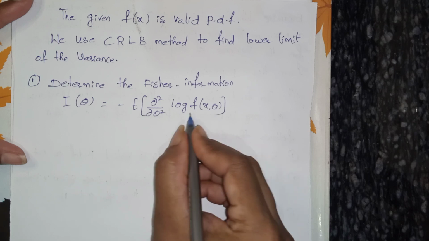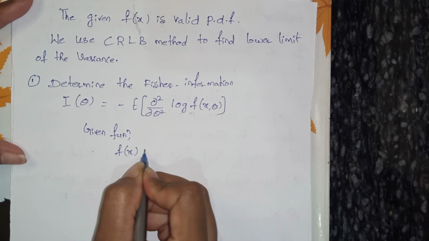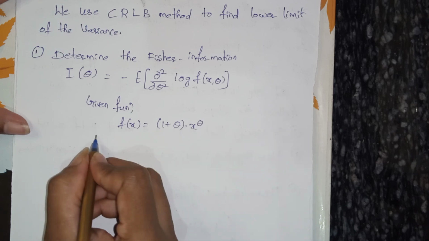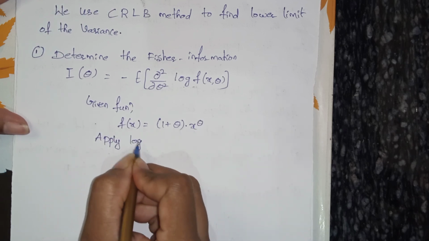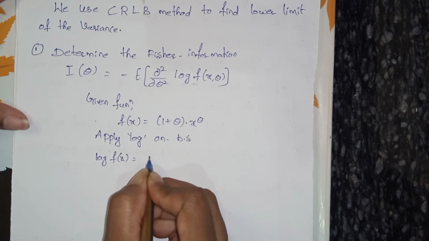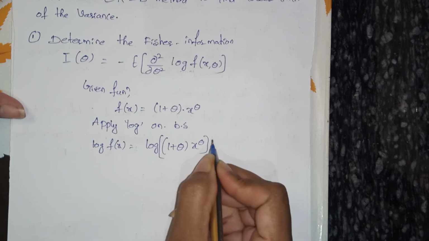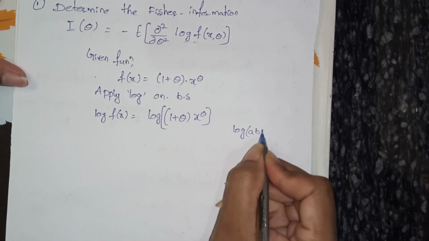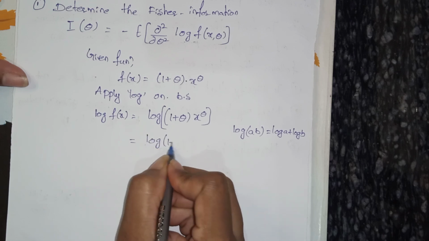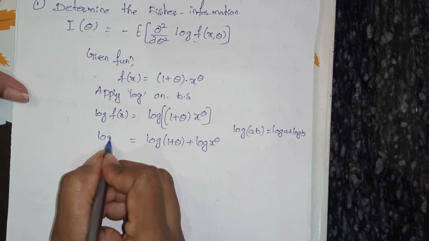So now first we are going to apply log. The given function is f of x equals 1 plus theta into x to the power of theta. Now apply log on both sides. So log f of x equals log of 1 plus theta into x to the power of theta. It is in the form of log ab, that means log a plus log b. So that equals log of 1 plus theta plus log of x to the power of theta. This is the log f of x function.